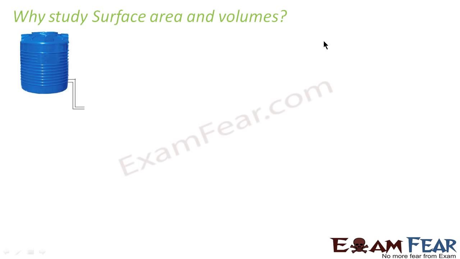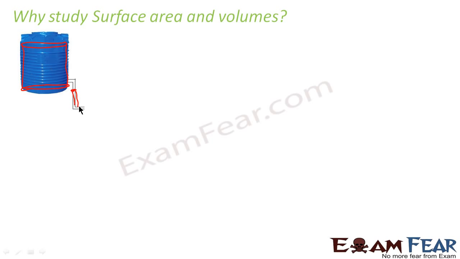Let's start with this. If you see, this is a tank. You must have seen such kind of tank on the top of your house. If you see this tank properly, this is nothing but a hemisphere. This is a cylinder. This is cylindrical in shape. The pipes also, if you see, this is also cylindrical in shape.